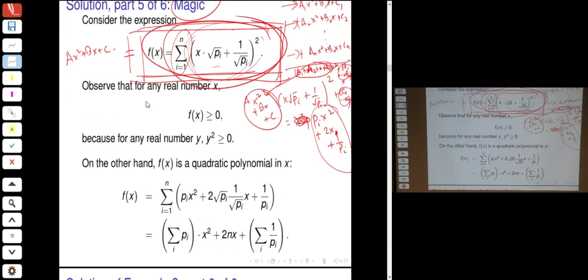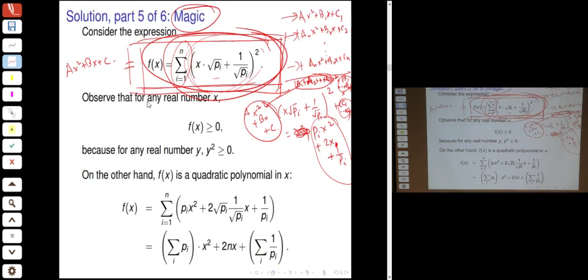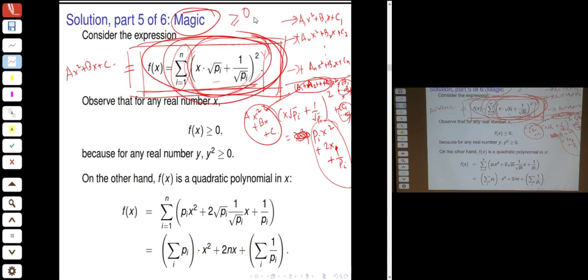And notice that each of the terms is a square. Each of the summands is a square. Because if you have a real number y, the square is always bigger than or equal to 0. So each of the summands is bigger than or equal to 0, and if you sum a bunch of numbers which are bigger than or equal to 0, your final sum will also be bigger than or equal to 0. So it means that your function f(x) is actually bigger than or equal to 0. Okay?